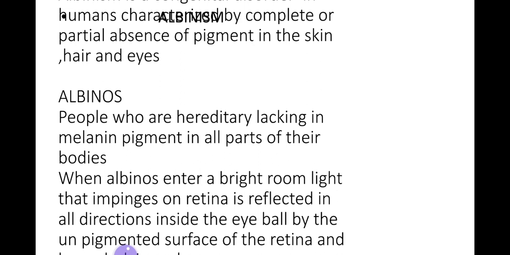Next is albinism. It is characterized by the complete or partial absence of the melanin pigment in the pigment layer of the retina, in the skin, hair, and the eye. The people who are hereditarily lacking this melanin pigment in all parts of the body are known as albinos. When albinos enter a bright room, light that impinges on the retina is reflected in all directions inside the eyeball by the unpigmented surface of the retina.